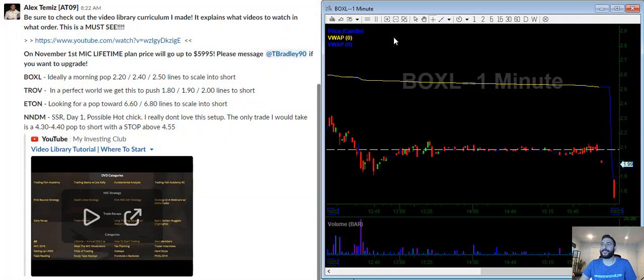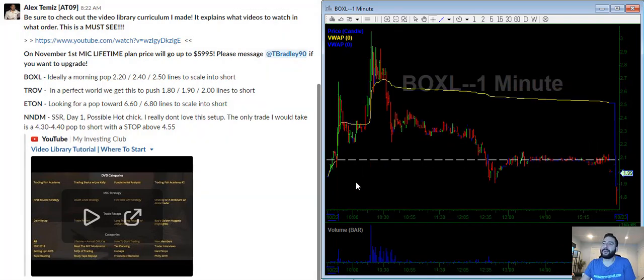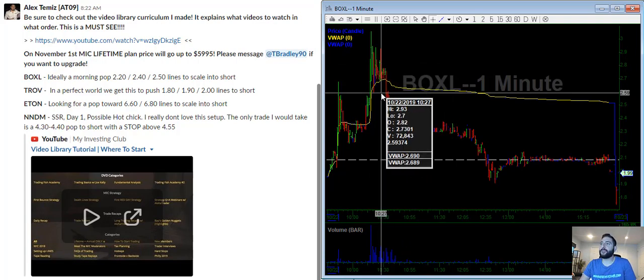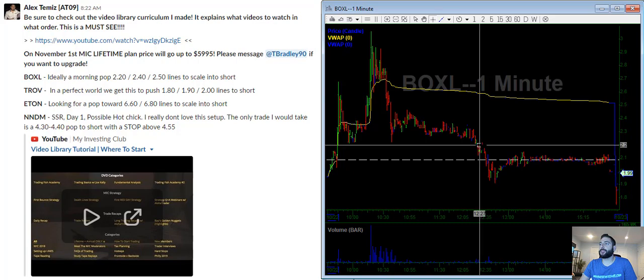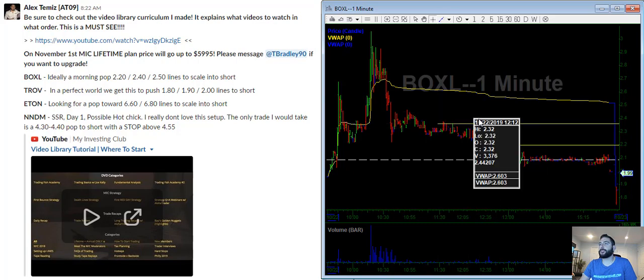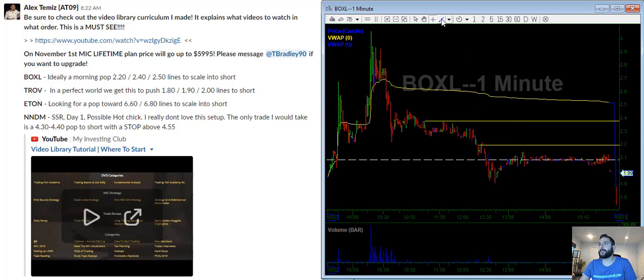Anyway, let's get started. BOXL was a very clear pump and dump stock. You could see that the only time it had volume is when the pumpers were all over it, and as soon as the pumpers exited, the stock got destroyed. On a stock like this, what I want to see is a push towards 220, a push towards about 240, and a push towards about 250.